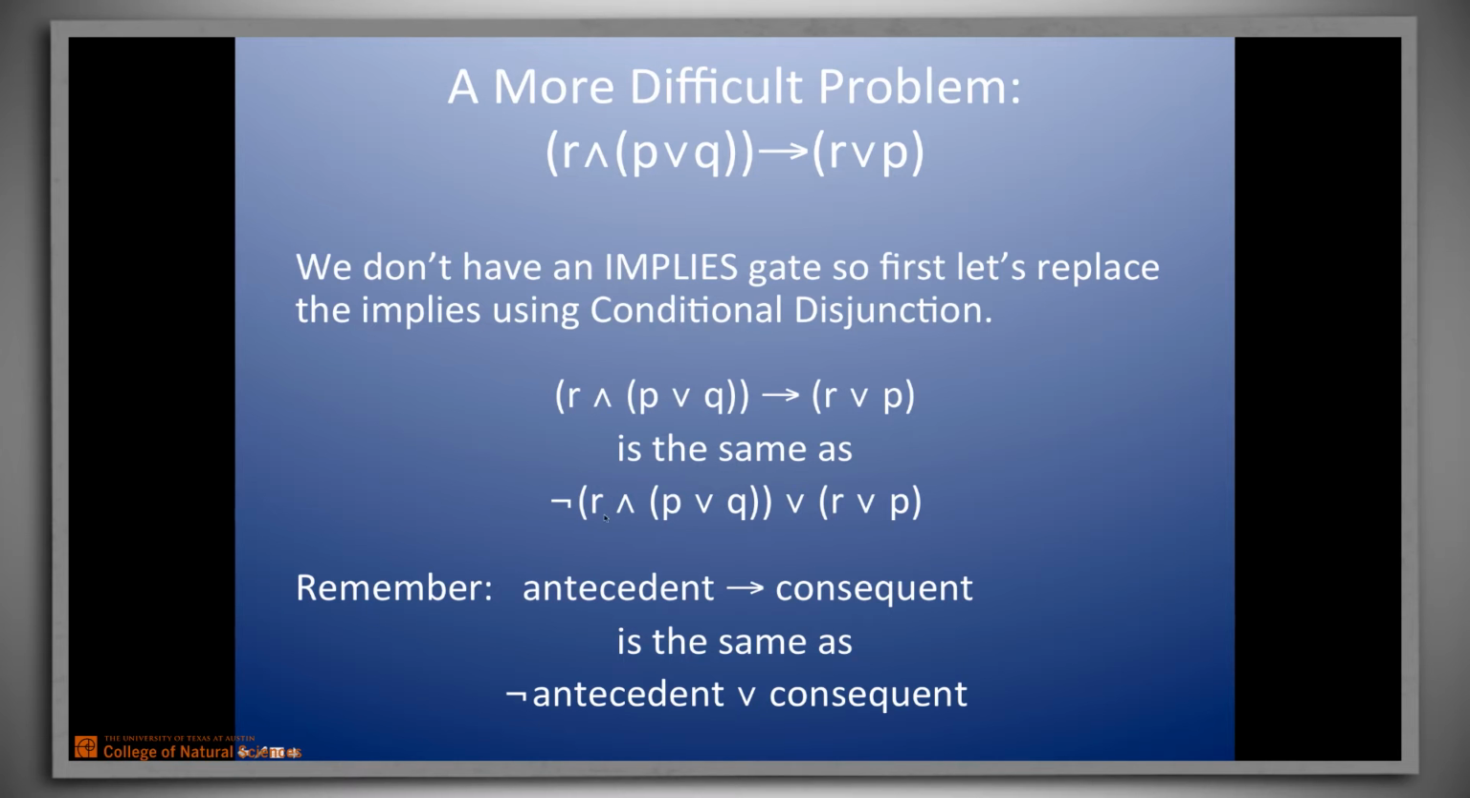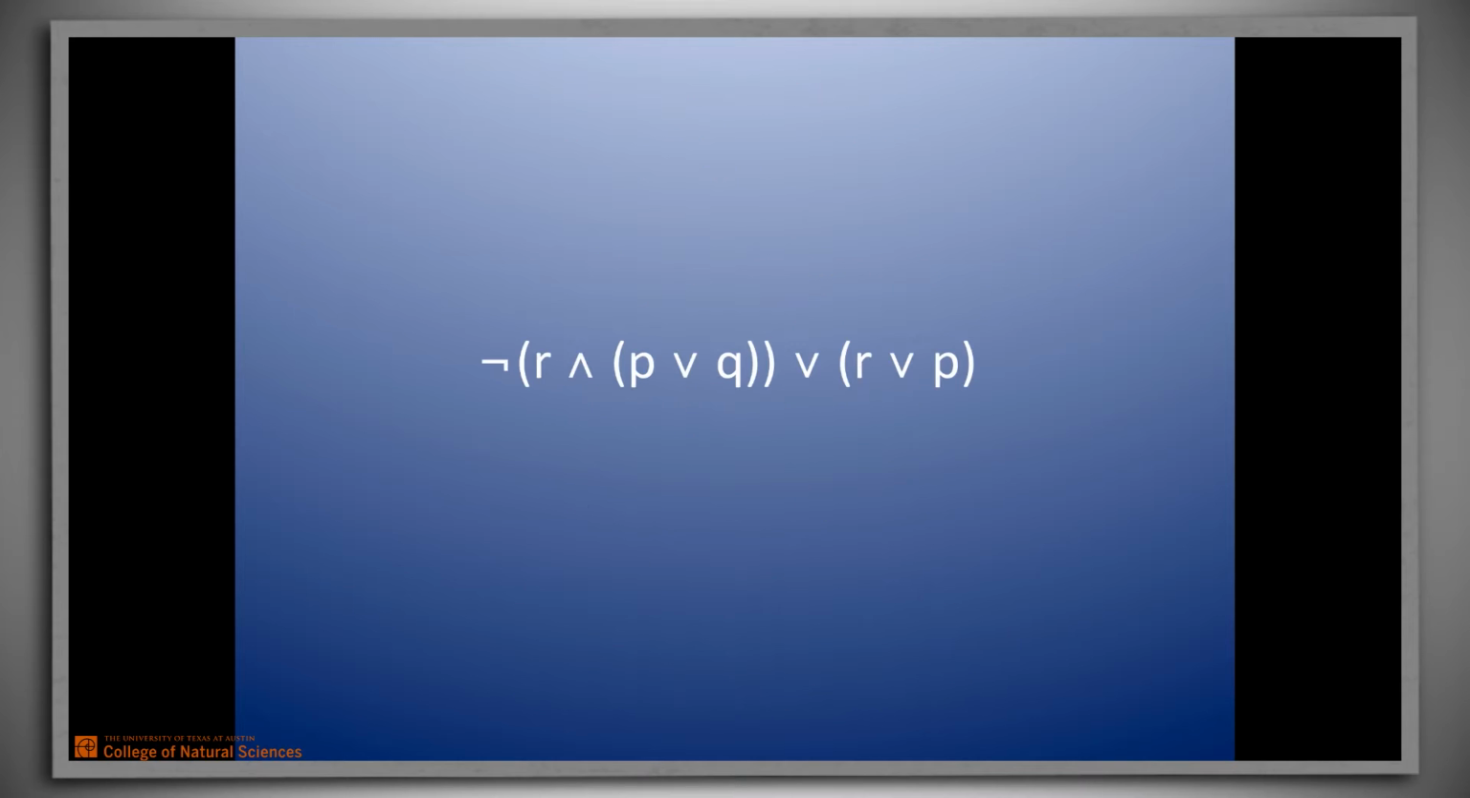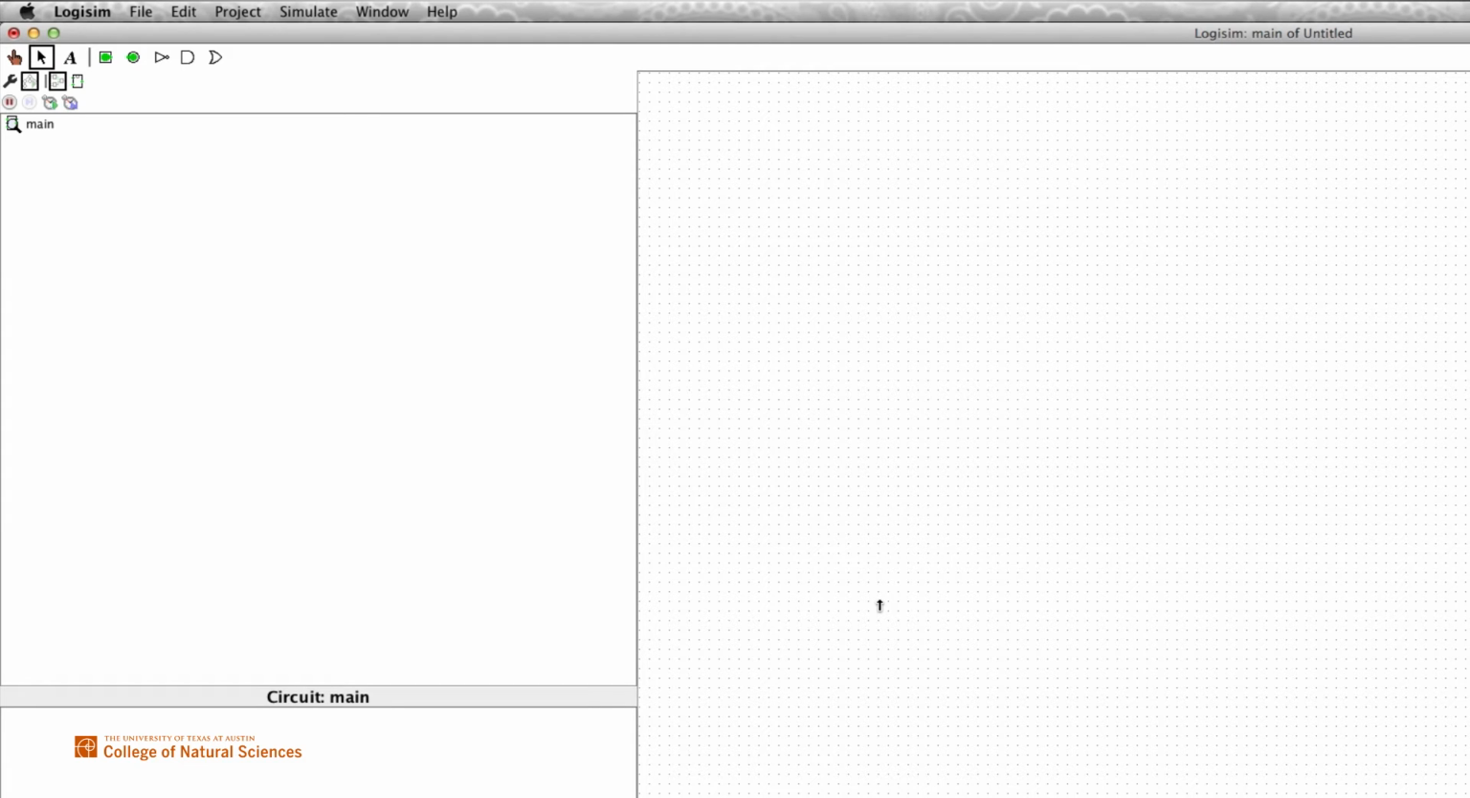This is nice because this version right here uses only NOTs, ANDs, and ORs. Those are the gates we have. We don't have an implies gate. Once again, this is the expression that we want to embed in our logical design. All right, the expression begins with R and P or Q. So let's start with just those.